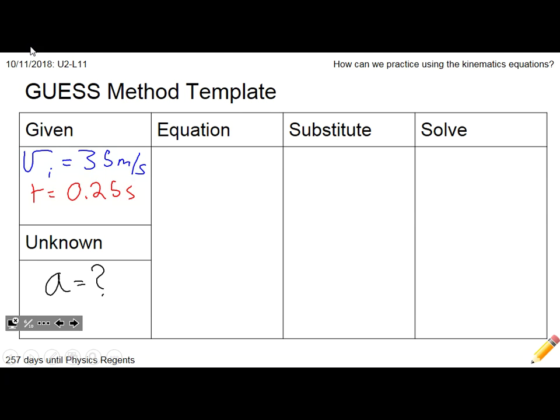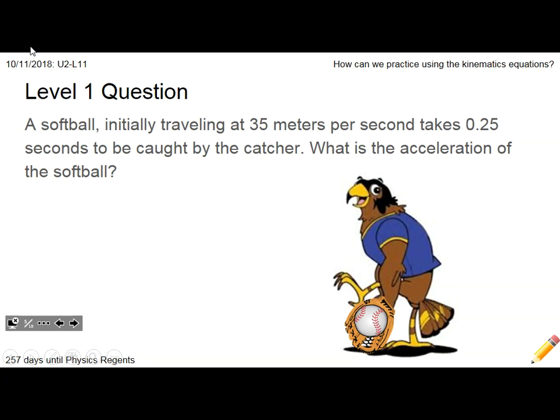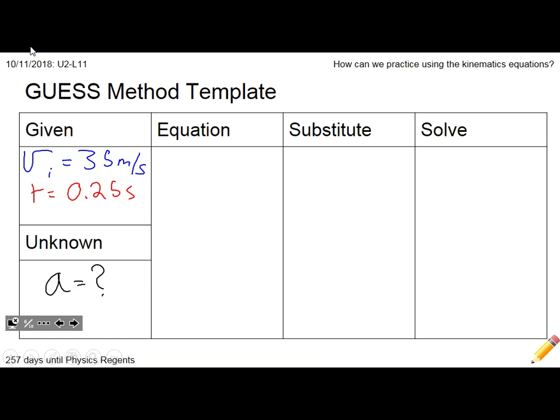There's one more thing that's given to us. My hint is it's not given as a number. Is it the part where it's like initially? We already used that when we said VI equals 35. What would its velocity be when it's caught by the catcher? 0. So this is an example of what we call a hidden given. So V final equals 0 meters per second.